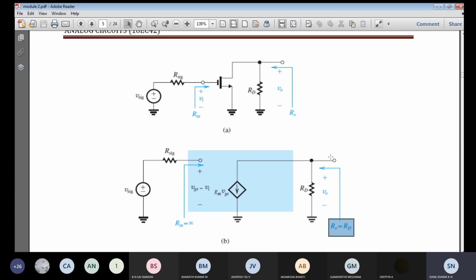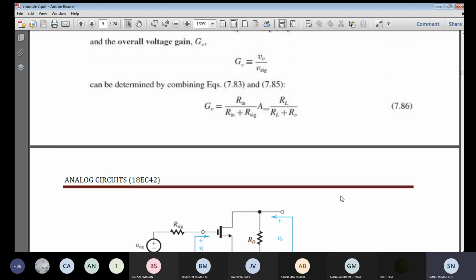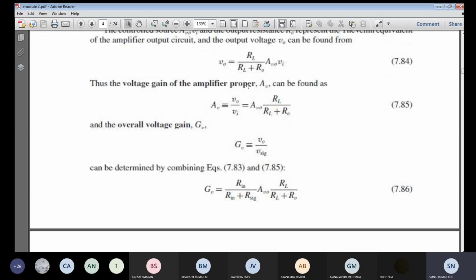But if I have a load resistance RL connected externally, then the output voltage will be across the load resistance, and it forms a parallel combination. The equivalent resistance will be the output resistance. So RD parallel RL will be the output resistance, and the output voltage will have this value.